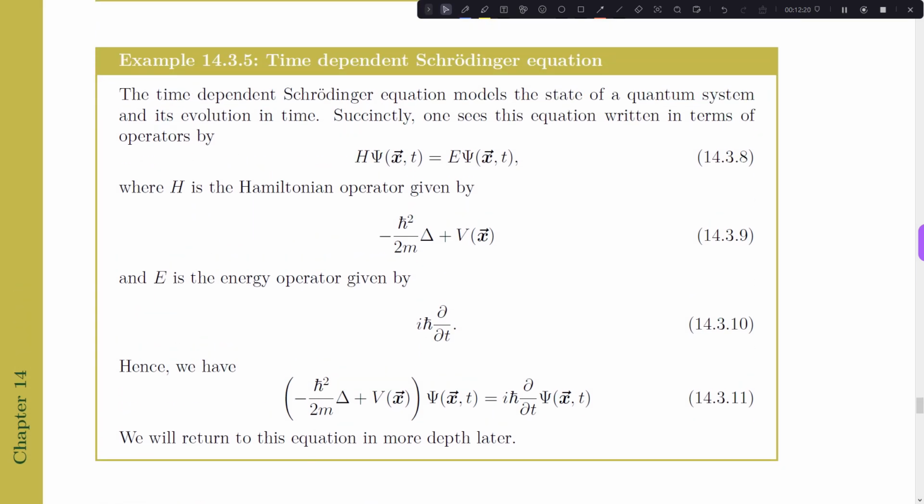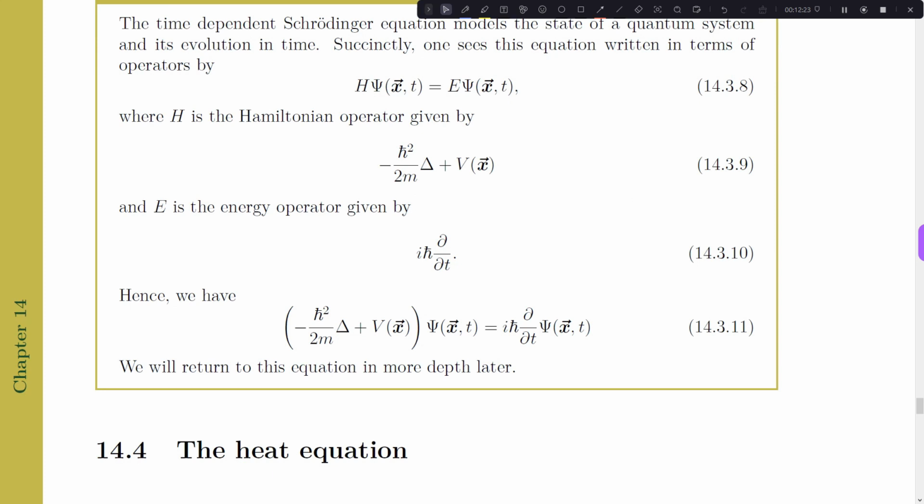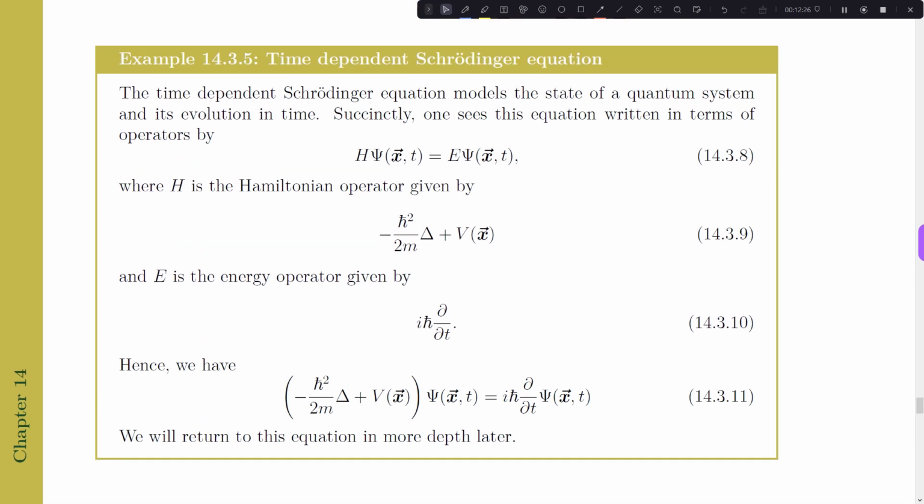Okay, there's one other thing I want to comment on before we move on to section 14.4, which is the heat equation. And I'm going to move over to the whiteboard for this. So what I want to talk about is, let's say, PDEs and initial or boundary conditions.